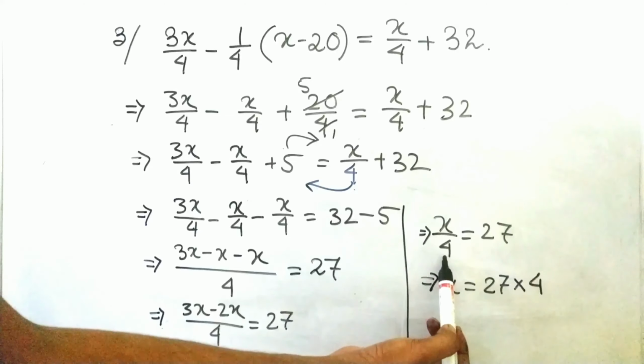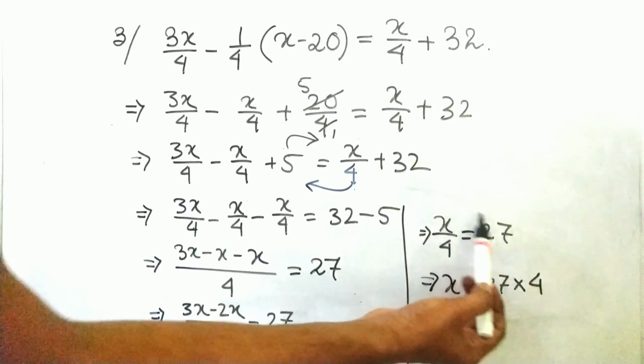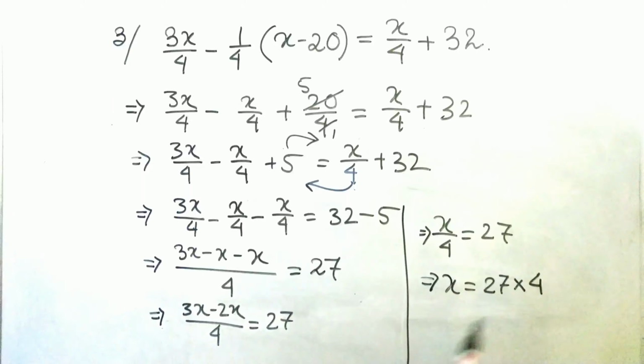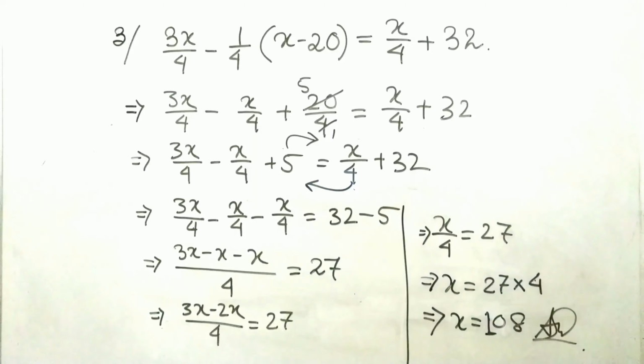Because 4 is in the denominator and it is dividing x, it will go to the right hand side and it will be multiplied with 27. So therefore the answer is x equal to 108.